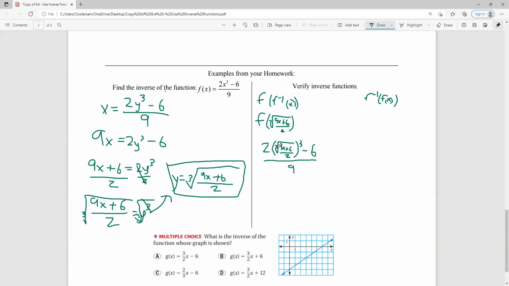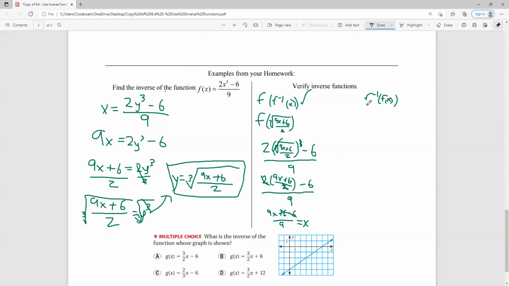See what happens here. The cube root and cubing it are going to cancel. Then I'm going to multiply, so I'll write that out. It'll be 2 times (9x plus 6) over 2, minus 6, over 9. The 2's cancel, so I'll have 9x plus 6 minus 6 over 9. The 6's cancel, 9x divided by 9 cancels, and I'll just be left with x. So far, that way works. Now we have to do it the other way.